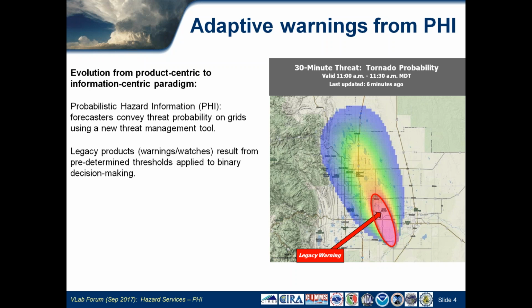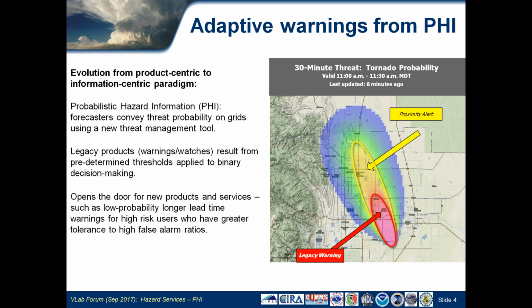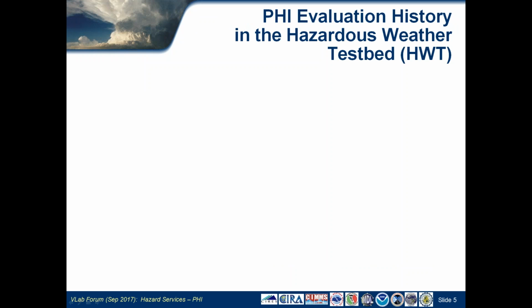So it might be, they might issue warnings based on whether or not you're 30 minutes away or something like that. But with this, it opens the door for new products and services such as low probability, longer lead time warnings, as I mentioned earlier. So it might look like something like this.